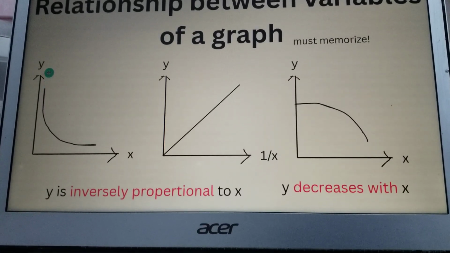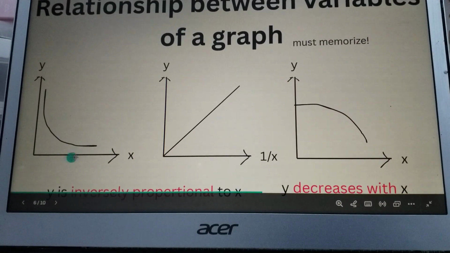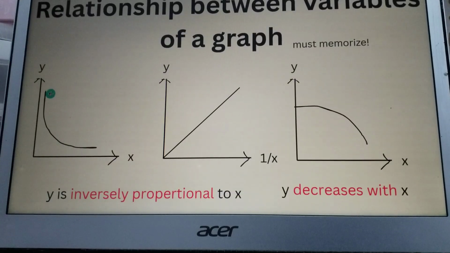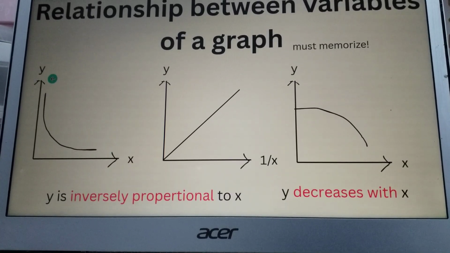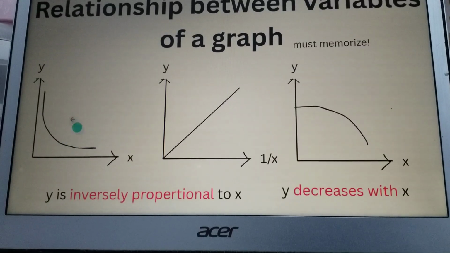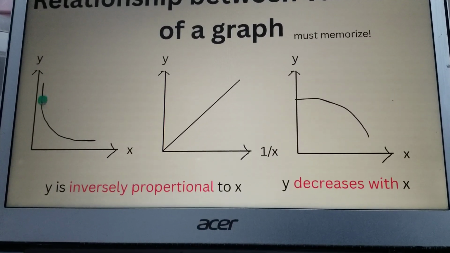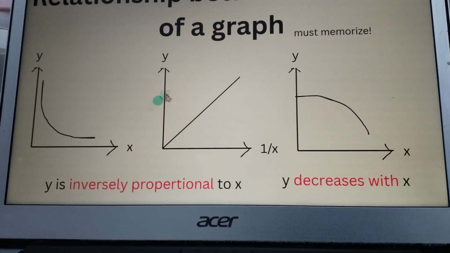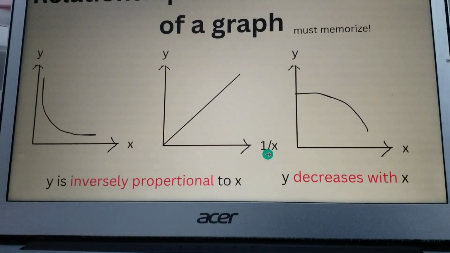So you see this one, the y is decreasing, but the x is increasing. So if it's y against x, the graph will look like this. It looks like, I forgot what the shape is called, but it looks like a slide, a water slide. That's how you remember.